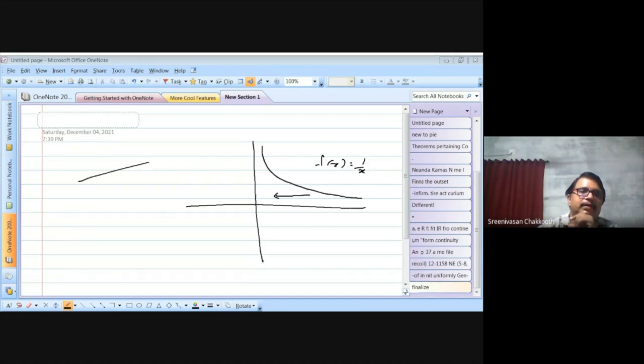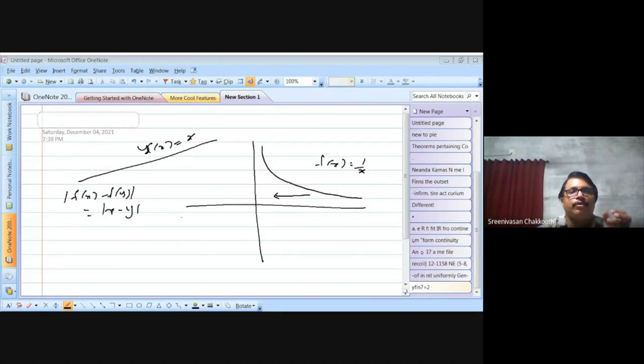If the growth is proportionate to the change in the argument x, then this does not happen. For example, y equal to f of x equal to x. Here the growth of the function is uniform, and the change is uniform. You see that mod f of x minus f of y equal to mod x minus y. So with delta equal to epsilon, we get a uniform continuity.